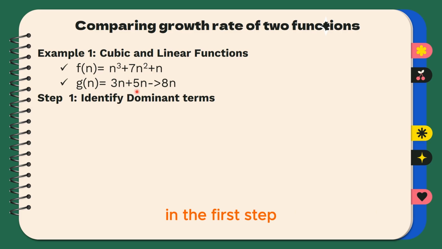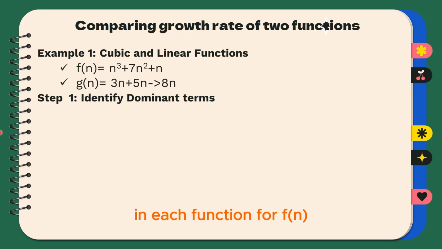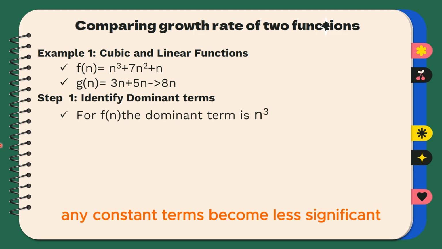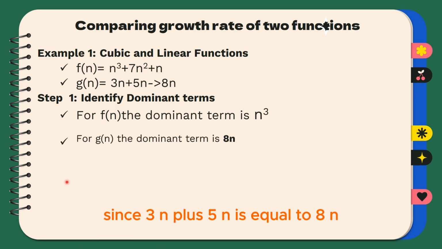In the first step, let's start by identifying the dominant term in each function. For f of n, the dominant term is n cubed. This means that as n grows larger, the 7n squared, n and any constant terms become less significant. For g of n, the dominant term is 8n, since 3n plus 5n is equal to 8n.